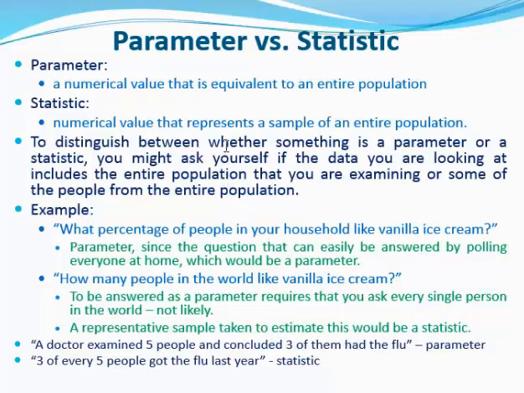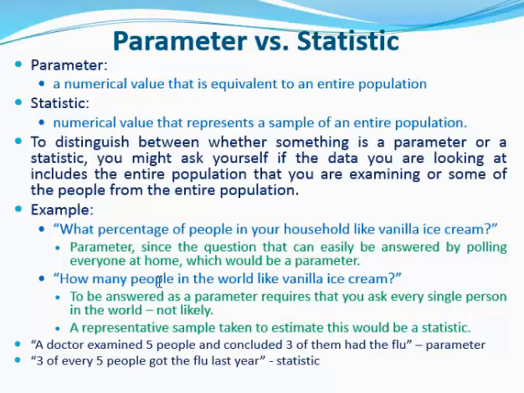To distinguish between whether something is a parameter or a statistic, ask yourself if you're looking at the entire population or only examining some people from the entire population. If you want to ask yourself what percentage of the people in your household eat vanilla ice cream, and you have a relatively small household, with 4 or 5 people, it's relatively easy to do a survey. You can ask every single person in your family, do you like vanilla ice cream? And you'd get a parameter because that's your entire data pool.